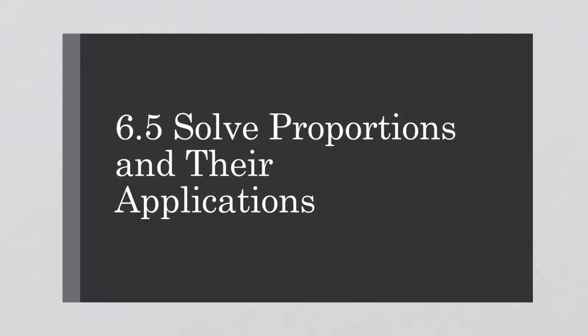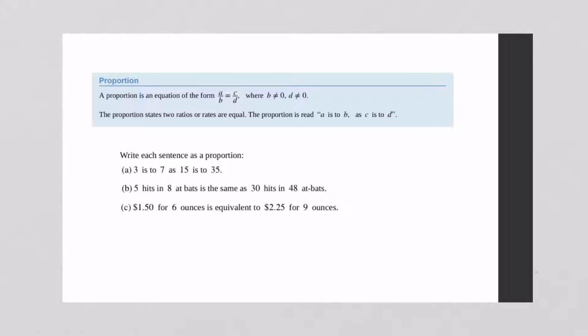All right, everybody, let's solve proportions and their applications. Okay, so this page just tells you that a proportion is an equation that looks like a fraction equals a fraction. And whenever you read it, you would say the numerator is to the denominator as the numerator is to the denominator. So on part A down here, it says 3 is to 7 as 15 is to 35.